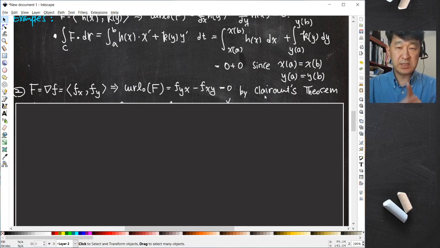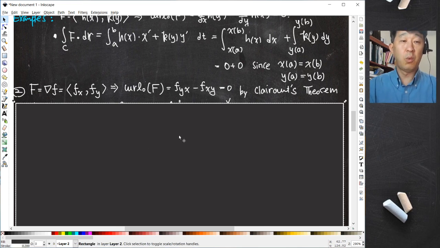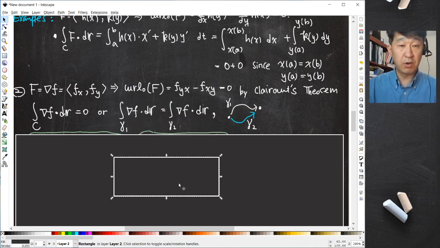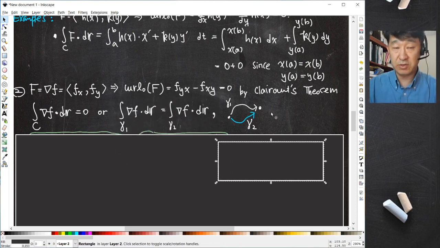So you can see that Clairaut's phenomenon is embedded in so many places. It is a fundamental reason why certain things are happening. Now, because of that, curl is 0. So if you do the line integral of this gradient vector field around a closed curve, it is always going to be 0. And if you look at two different paths from the same beginning to the same ending place, their values of the integral are always going to be the same, no matter what path you choose.